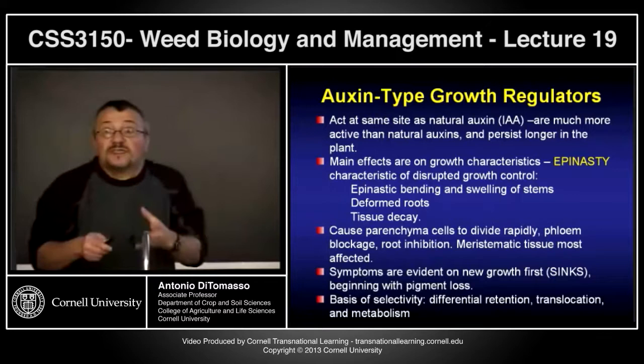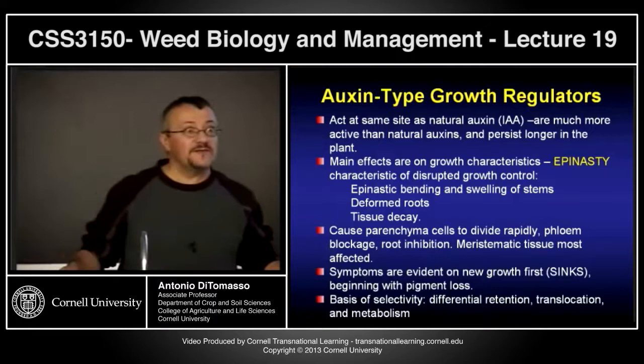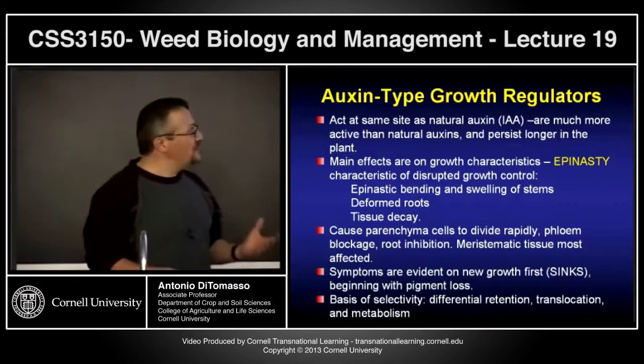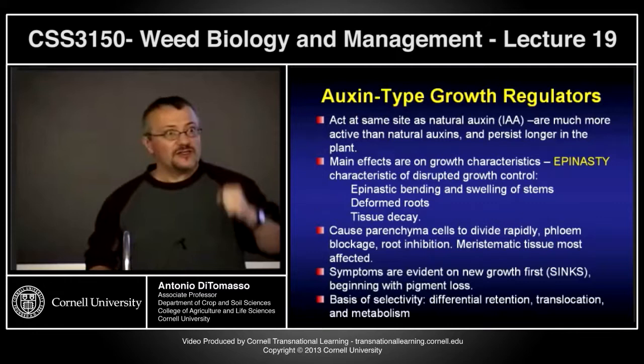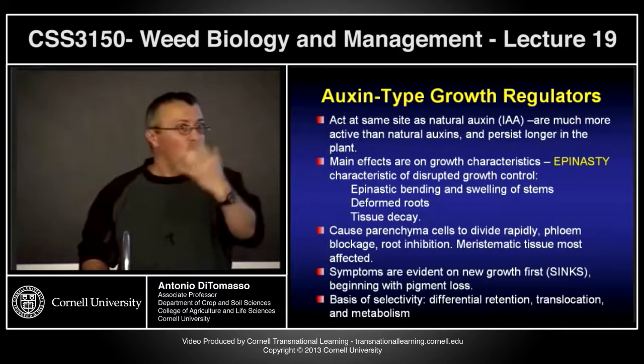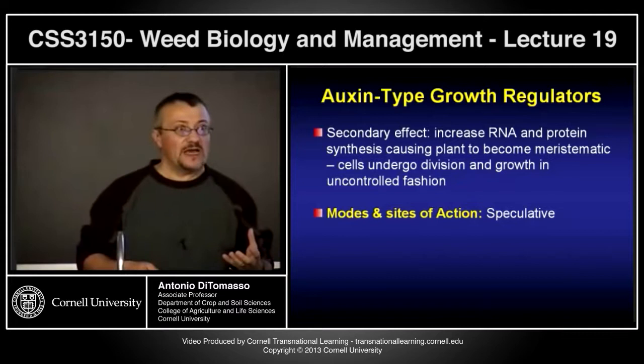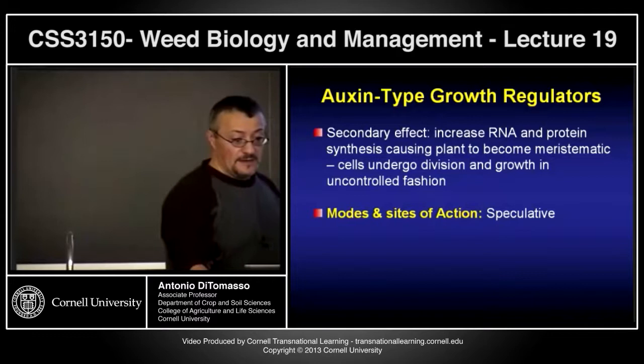Okay? Basis of selectivity. Why aren't the grasses affected? And we have a lecture on selectivity. But basically, it has to do with differential retention, translocation. There are just differences. The grasses just don't take the product up fast enough. It's slower, so it's not getting to the site of action where it's going to do the damage. Okay? It's not held on the plant long enough for whatever reasons. And there is maybe some metabolism involved, maybe some breakdown, detoxification in a sense. We just don't know. Okay? And that's why I say mode and sites of action.